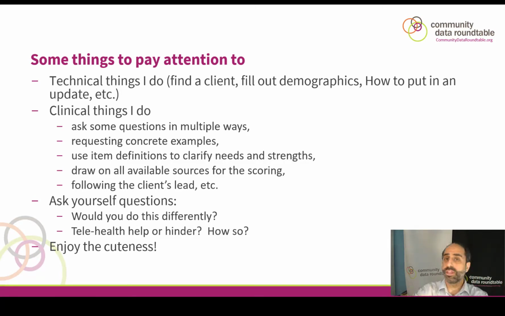I'm drawing on all the available resources as best as I can, and I'm following the client's lead as much as possible. So please get a sense for the gestalt of my assessment approach, and then think to yourself, would you do it like this? Would you do it differently? What did you like? What didn't you like?